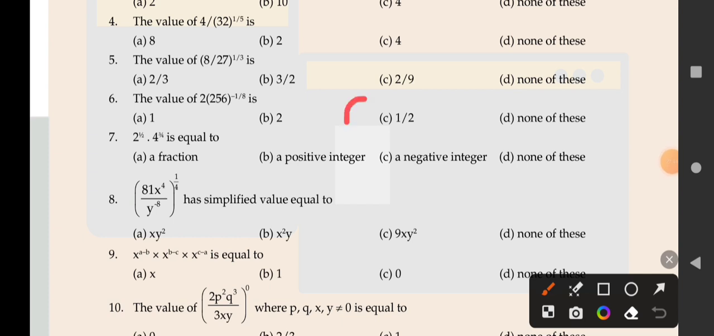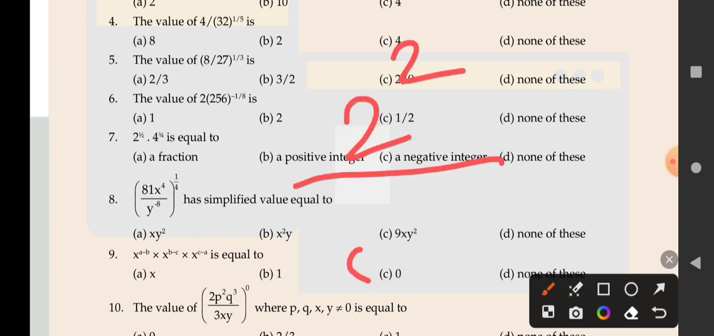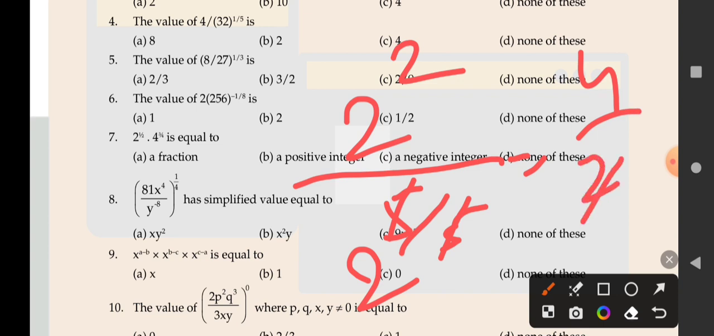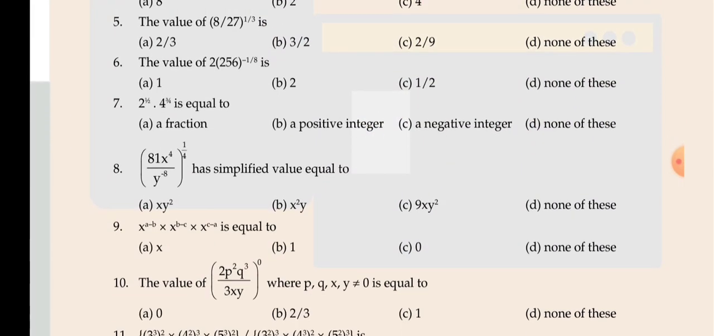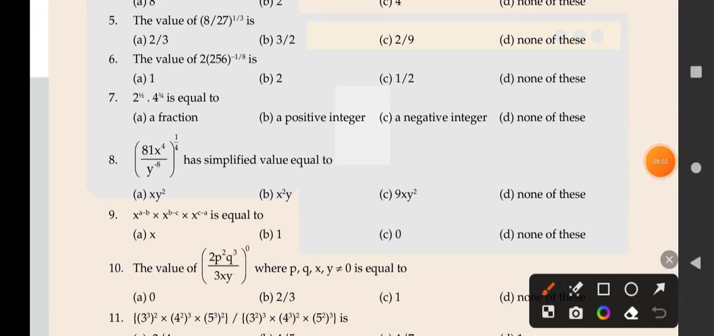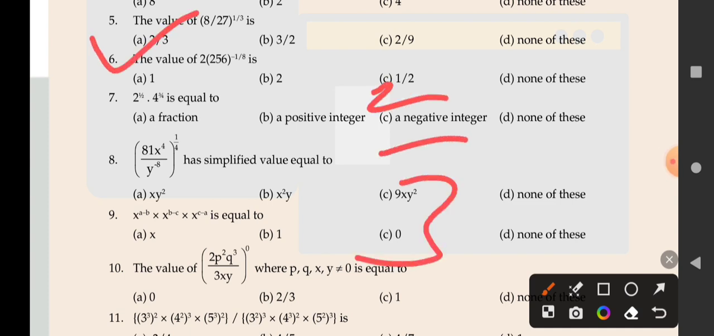Question 4. Again, same thing. 2 power 2, okay, divided by 2 power 5 divided by 5. So this is 4 divided by 2, which is 2. Option number B. Fifth. Again, same thing. Cube root of 8 and 27 is 2 by 3. Option number A.